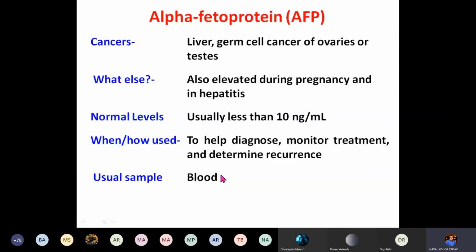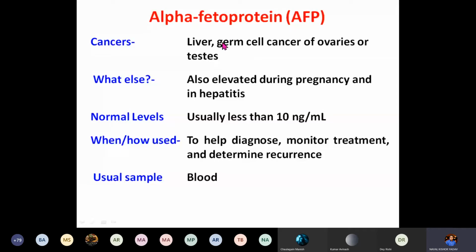So take the whole blood as I described before, in a gel tube or plain tube, leave it for half an hour, centrifuge, and you'll get the serum that is used as a sample. It is used for the diagnosis, monitoring the treatment, and determining the recurrence. The normal level of alpha fetoprotein is less than 10 nanogram per ml. It is elevated in cancers like liver cancer and germ cell cancer of the ovaries and the testes. For these cancers you can use alpha fetoprotein.